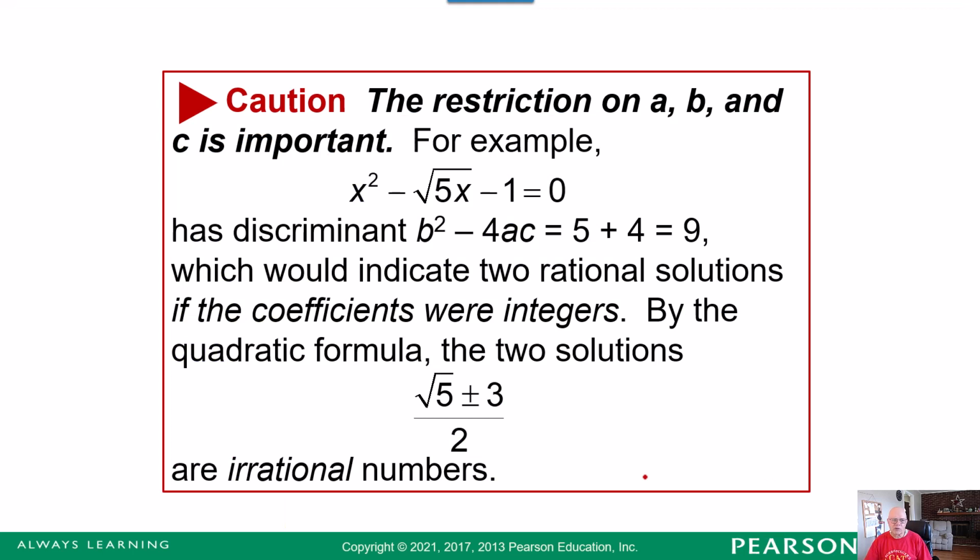So remember, there's a restriction on A, B, and C. The discriminant is going to tell you that there are two rational solutions if it comes out even. And the two solutions in this case will be irrational numbers, because you've got this square root of 5. If it doesn't come out even, that means it's irrational. You can't write it as a fraction. Rational means you can write it as a fraction of two integers.